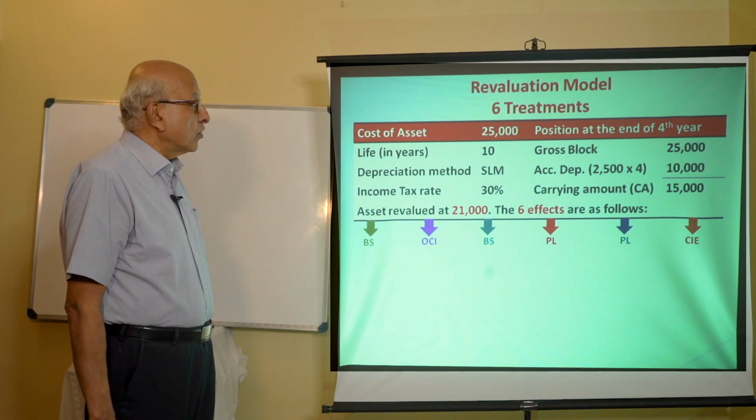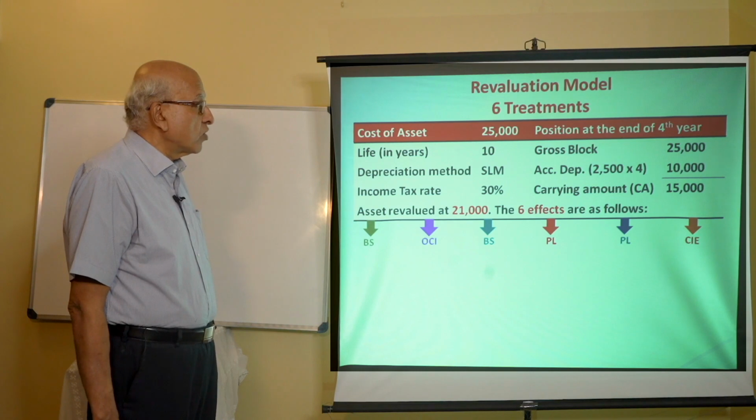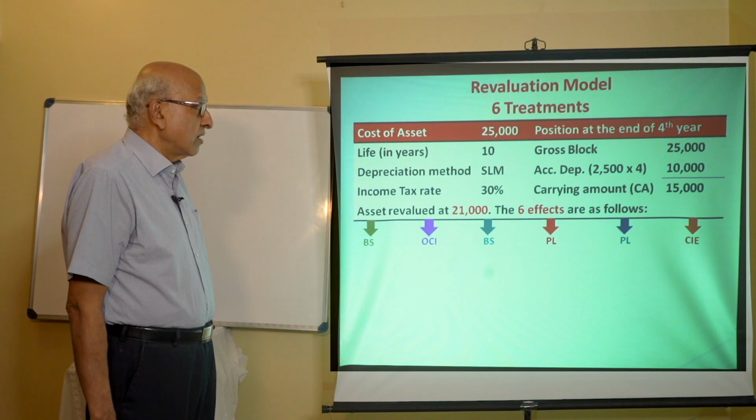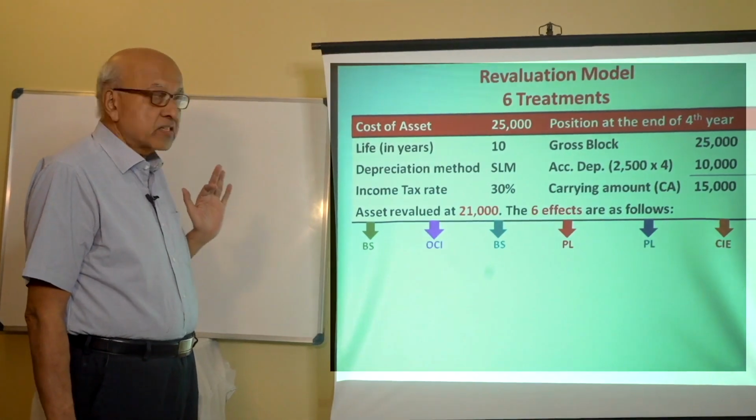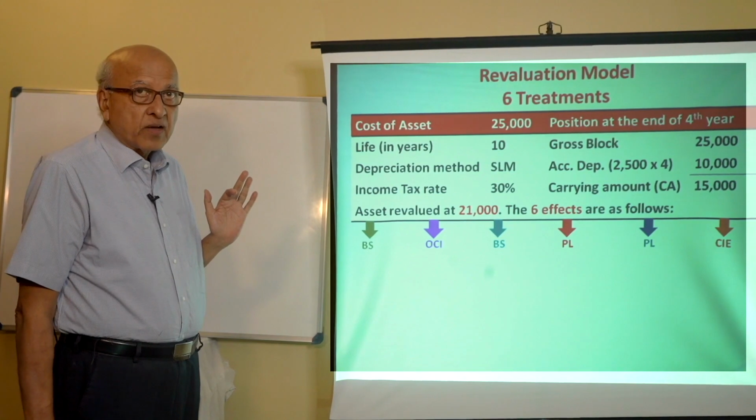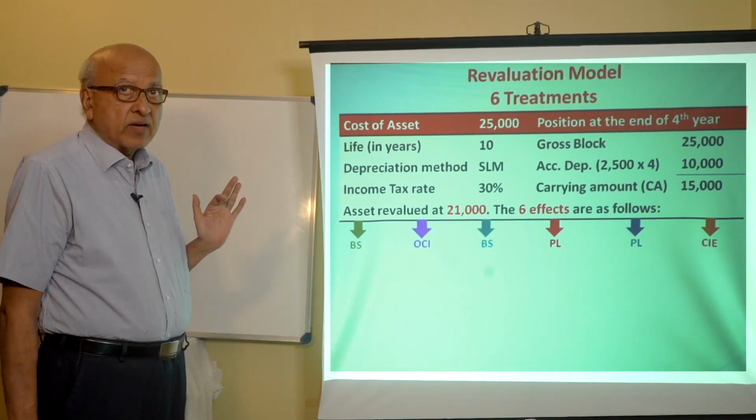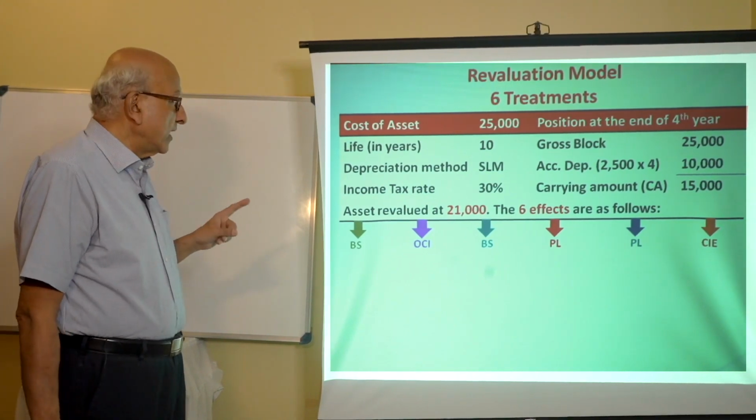Position at the end of the 4th year: carrying amount is 15,000, because gross block 25,000, depreciation 2,500 charged for 4 years is 10,000. So carrying amount at the end of year 4 is 15,000. Asset revalued at 21,000. There will be 6 effects for this. Carrying amount 15,000 becomes 21,000.